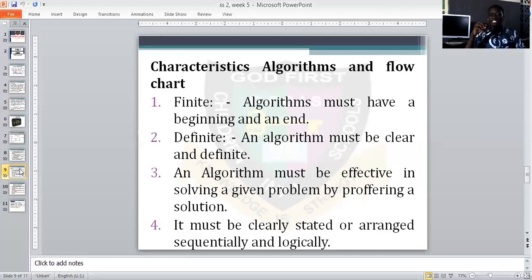Four, it must be clearly stated and arranged sequentially or logically. When I say sequentially, it is one, two, three, four, five, or logically, how you want them to solve the problem, either one by two, or one, two, three, or one by three, four, depending on how you actually want the work to be arranged. Those are some of the characteristics of your algorithm and flowchart.